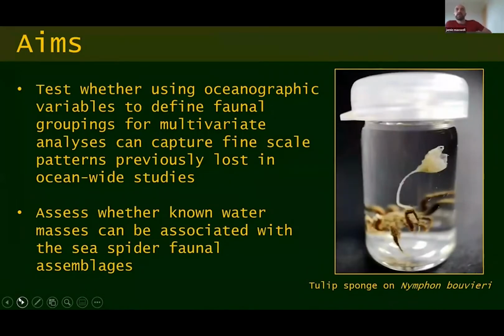So, the aims of this project were to test whether, using physical parameters to define faunal groupings for multivariate analysis, we would be able to capture finer scale patterns lost when more traditional equal area or locations are used. And then to see if any of the assemblages that we got could be associated with known Antarctic water masses.